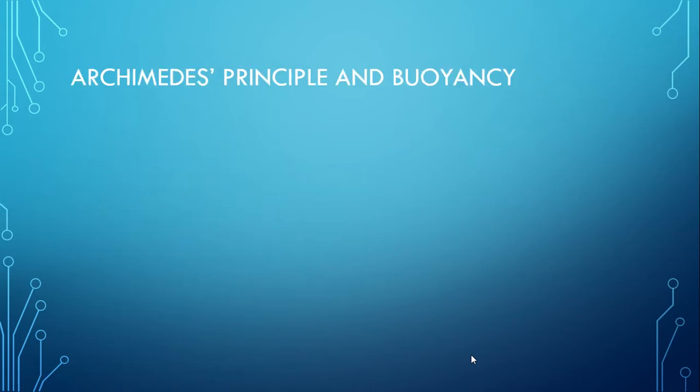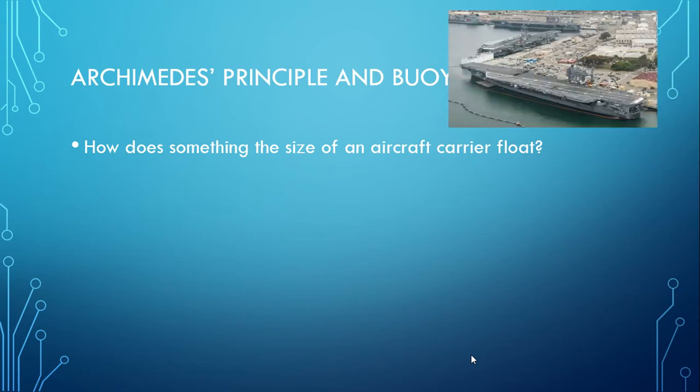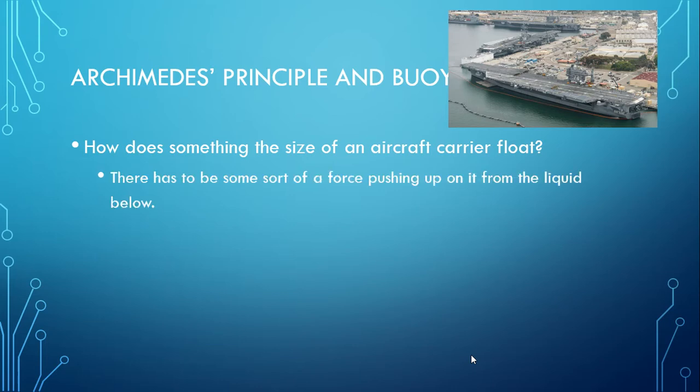So the first one we're going to talk about is Archimedes' principle, and that deals with a question like this. How does something the size of an aircraft carrier float? An aircraft carrier is the biggest ship that our Navy has, so it's going to weigh thousands of tons. So this is what we're talking about. It's the size of a small city. So the question is, how does something that huge float?